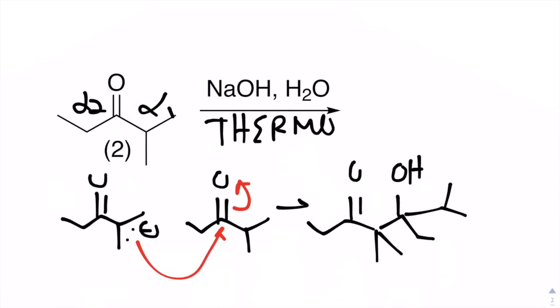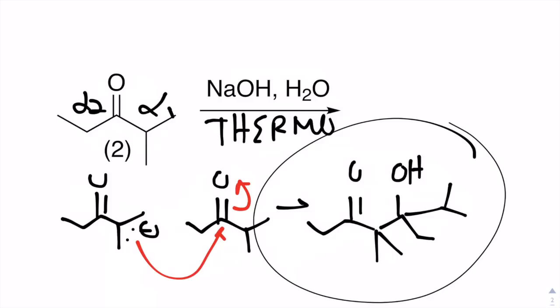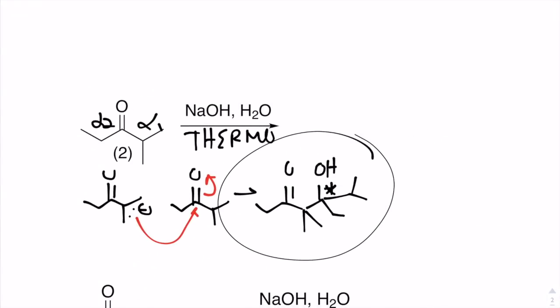So since there are no alpha protons, we can't kick off the beta hydroxyl. So even though this is thermodynamic conditions and we would expect an alpha beta unsaturated carbonyl, we're not going to get that here because there are no alpha protons to continue on that mechanism. So this is actually our final product. And don't forget that we are racemic at this position, so we would have two major stereoisomers of that. All right, so let's just move on to the final one.